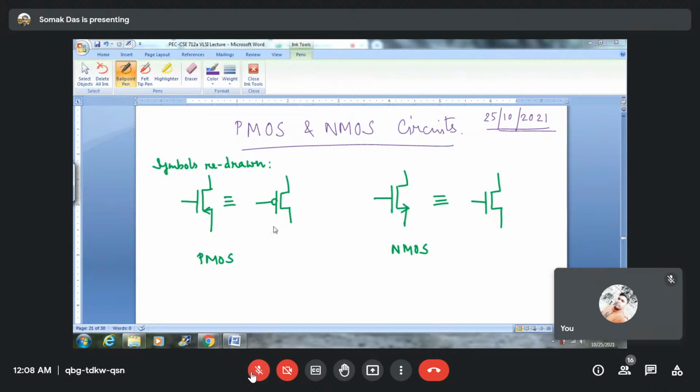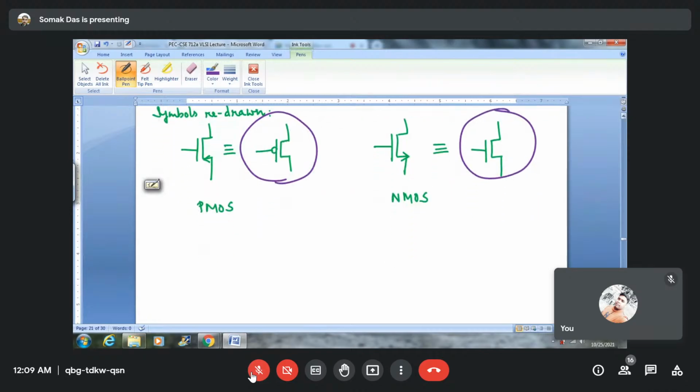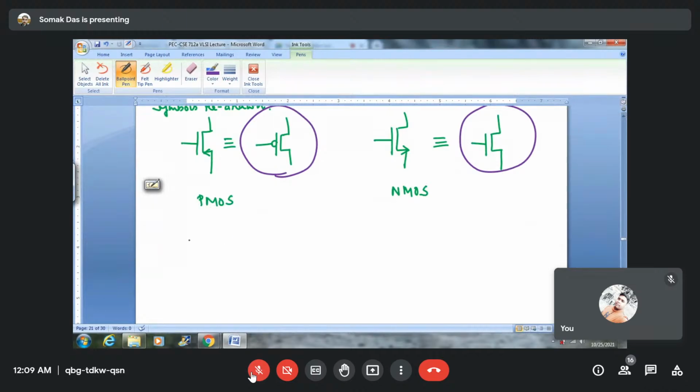So this is what a PMOS is, and this is the NMOS symbol which we will be using in our further circuits. So we already had an idea about the PMOS NOT, NOR and NAND gates. So again, let us redraw them using this symbolic representation.